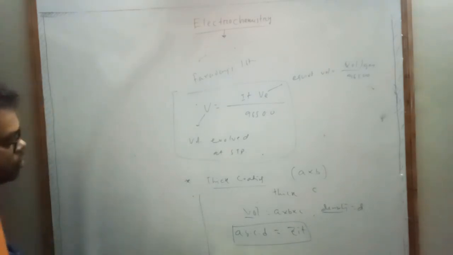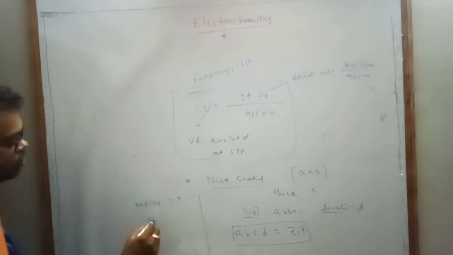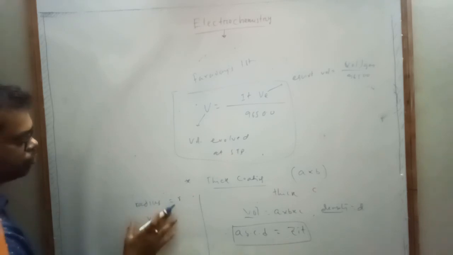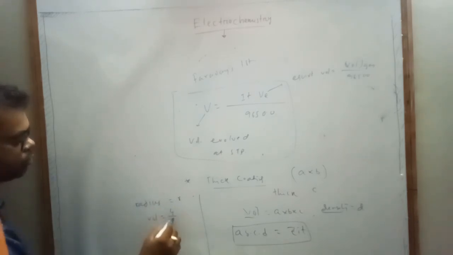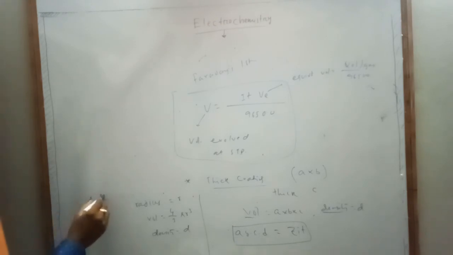So from that also you can find out the thickness. Sometimes, students, the radius is given. If the radius is given, from the radius we can find out the volume. What is the formula for volume? 4 by 3 pi r cube. And if the density is known, 4 by 3 pi r cube into density. Density equals mass per unit volume. Density equals mass by volume, and mass equals volume into density. So from that, mass also we can calculate.